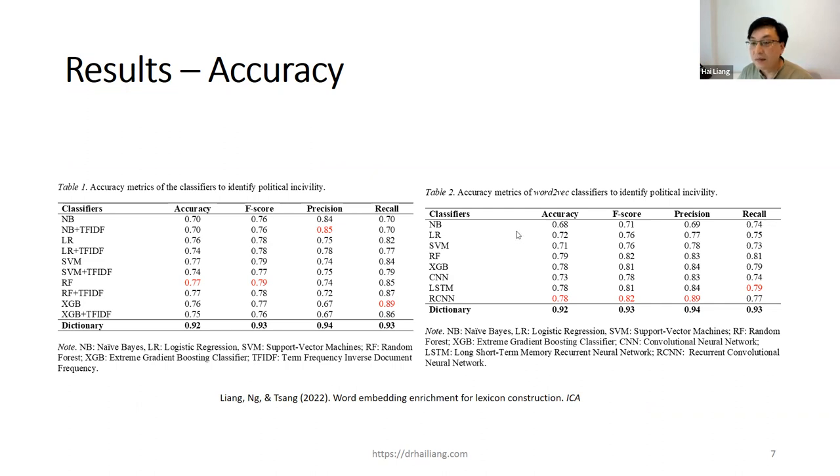We try to incorporate the word embeddings into the supervised machine learning models. So one way is that we use the first, like naive Bayes, logistic regression, SVM, and random forest, SGB.